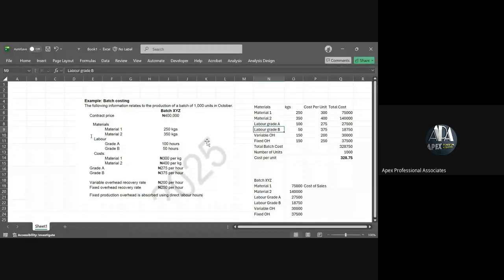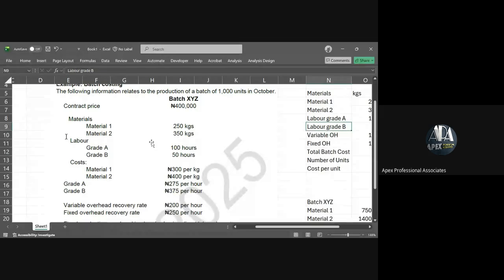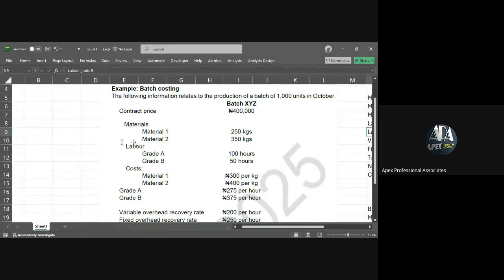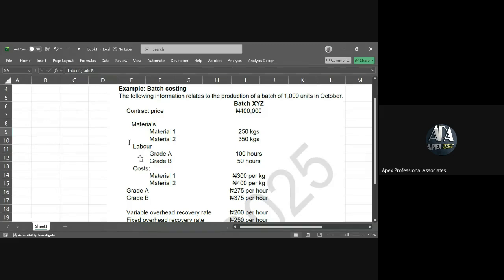All right, let me know if you can see my screen. Yes. Can you see my screen? Yes, sir, I can see. Yes, I can see your screen.